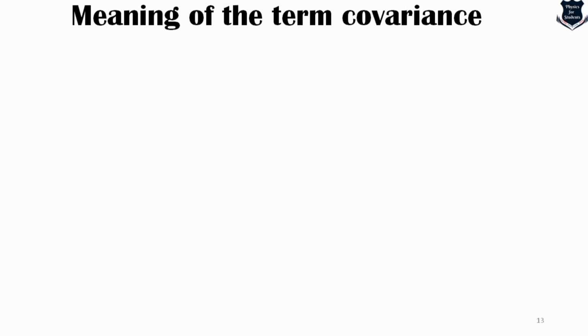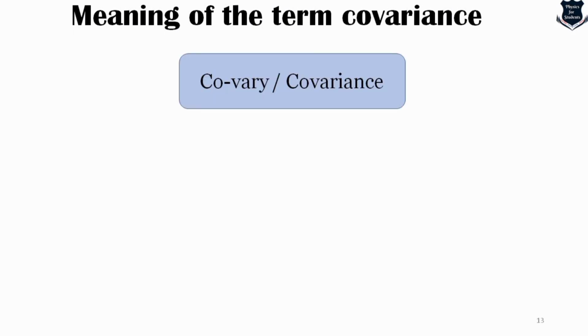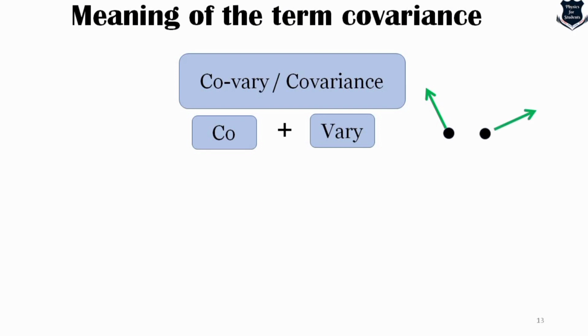Now, first of all, the word covariance comprises two words: co plus vary. So it means it should vary together. If I take a straight line or an object like this, when it changes in this direction, we assume that covariance means something varying with it will also change in this direction. And this is called covariance.